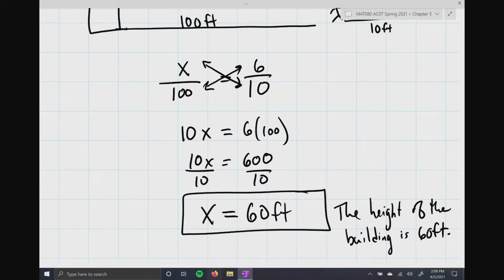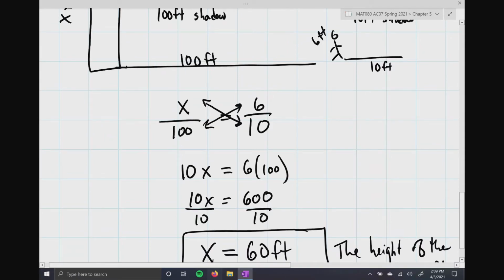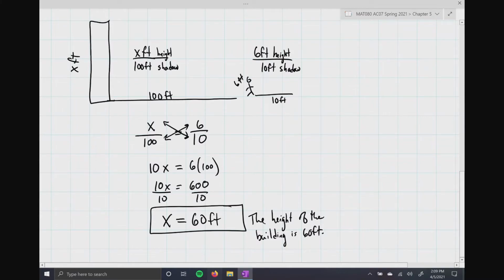All right. Now, this is a very special setup, only because the numbers worked out very nicely. That's not always the case, but it might be. So that is how I tell my nephews how tall something is.